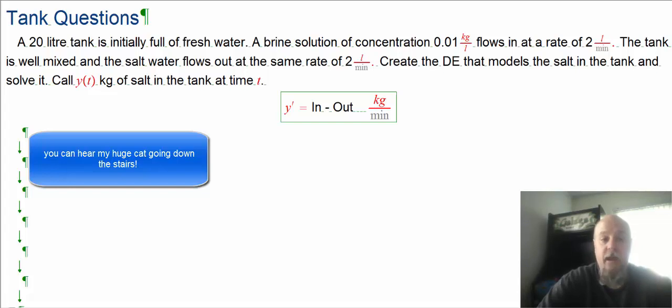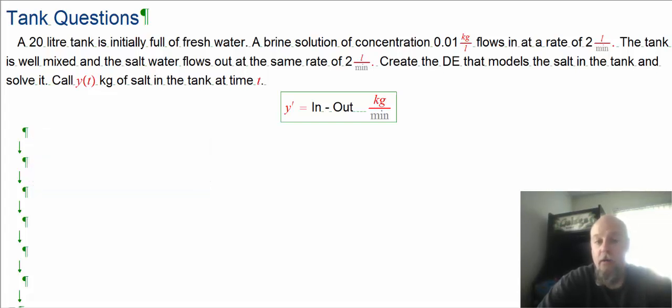We've got a 20-liter tank that is initially full of fresh water. A brine solution, so a saltwater solution, is being pumped in with a concentration of 0.01 kilograms per liter, and that flows in at a rate of 2 liters per minute.